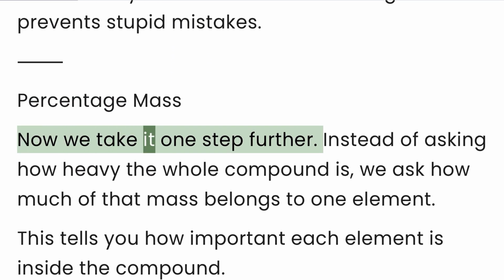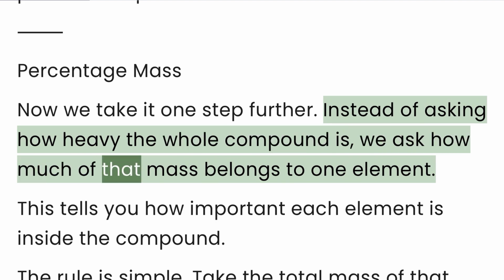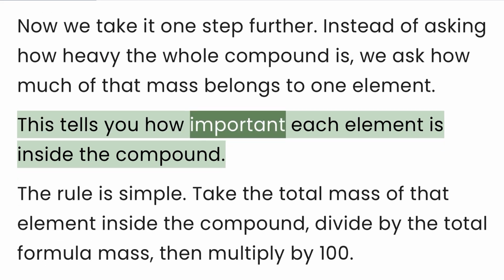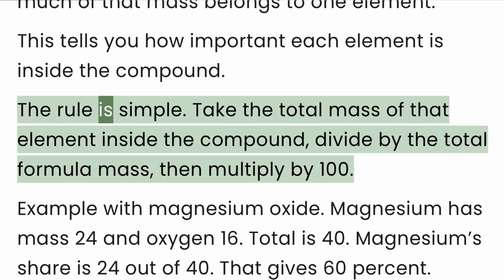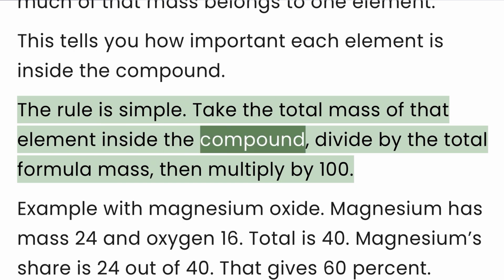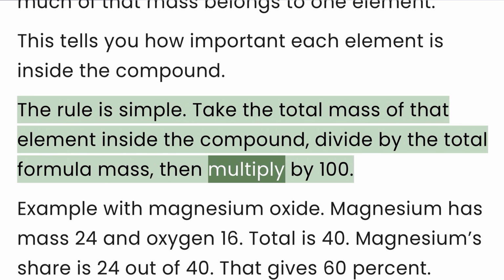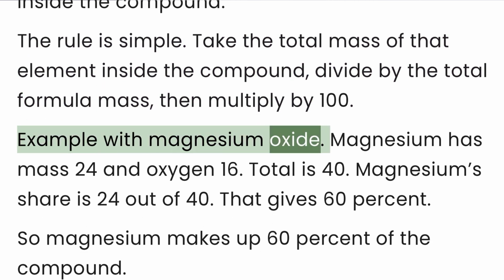Percentage mass. Now we take it one step further. Instead of asking how heavy the whole compound is, we ask how much of that mass belongs to one element. This tells you how important each element is inside the compound. The rule is simple. Take the total mass of that element inside the compound, divide by the total formula mass, then multiply by 100.